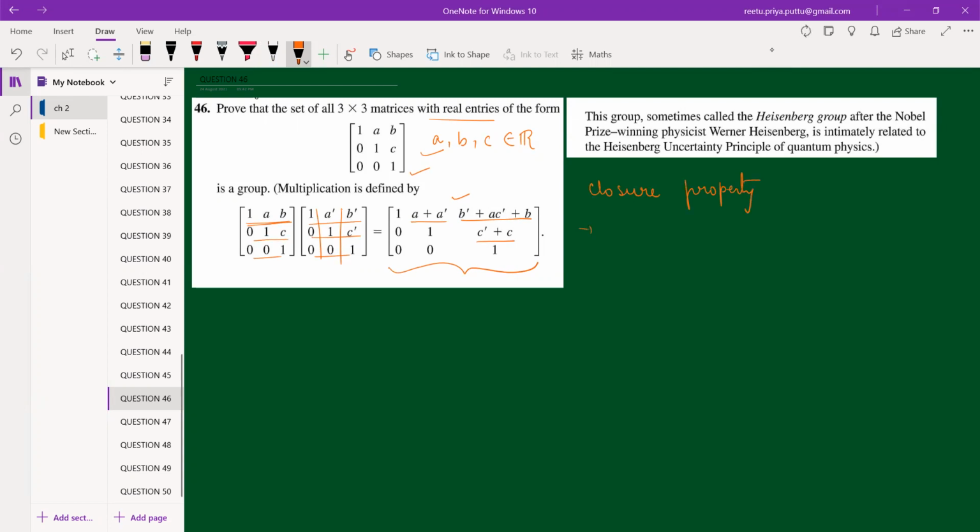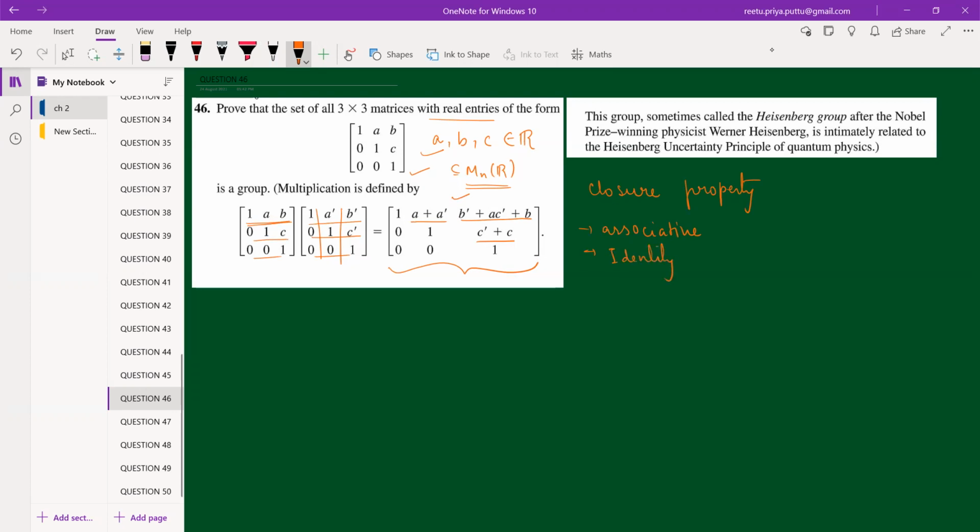Next comes associativity. This type of matrix is a subset of M_n(R), and M_n(R) does follow associativity. So this also follows associativity, because if this did not follow the associative property, then M_n(R) would be contradicting that it is associative.